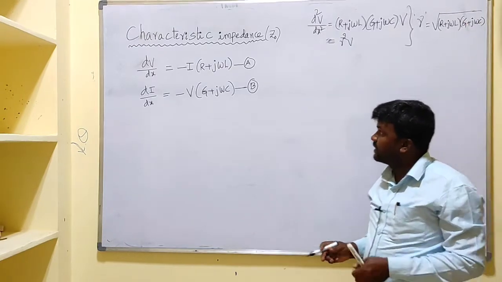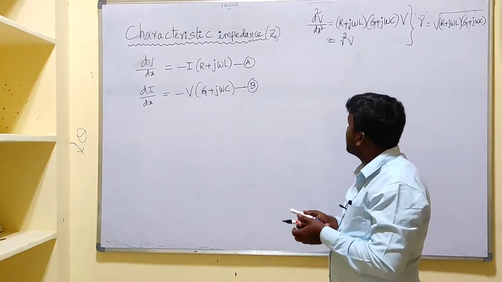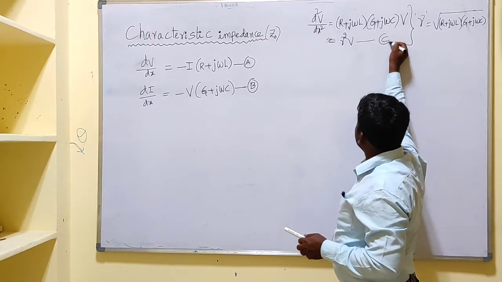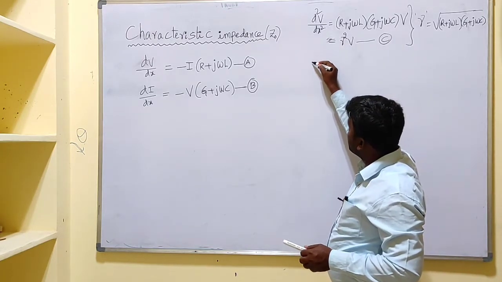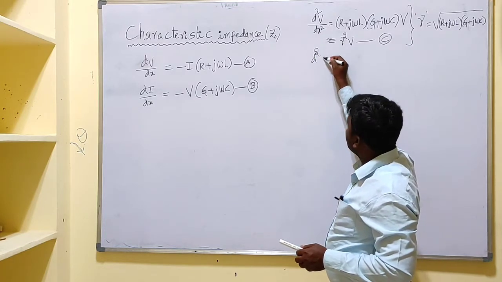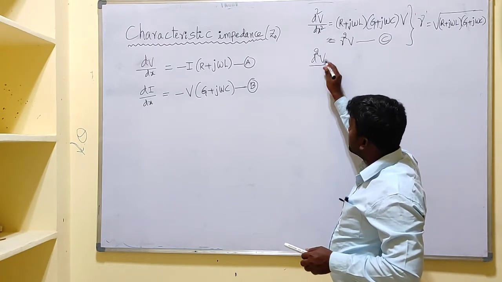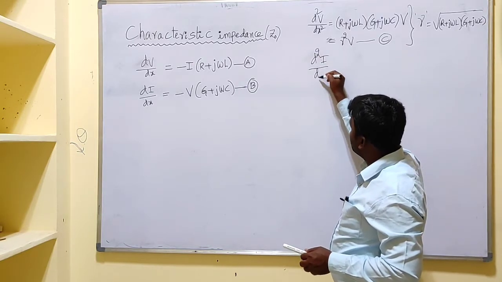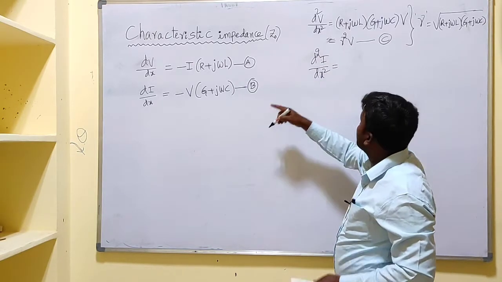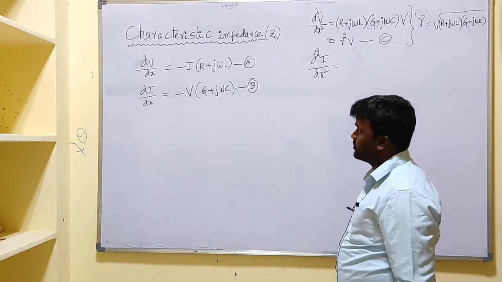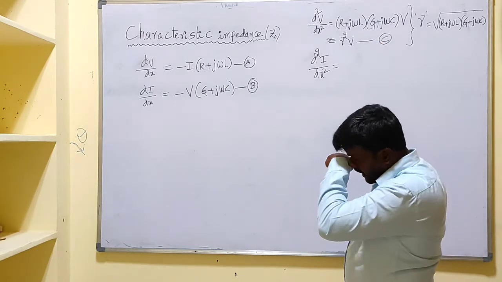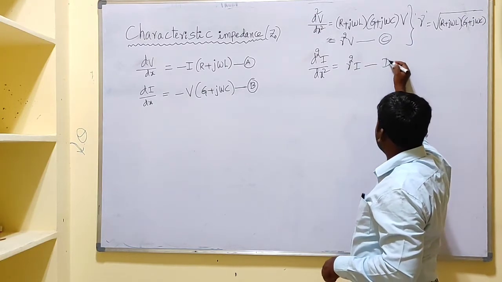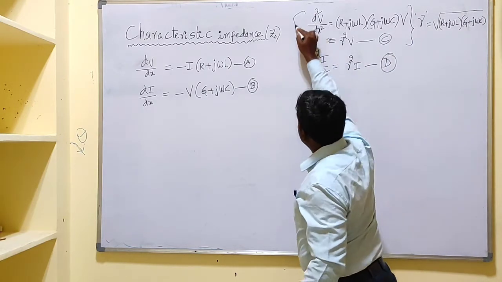We consider this as equation C. And the next equation, D: if you differentiate equation B with respect to x, we will get d square I by dx square on the left hand side, and here we will get the same thing, (R plus j omega L) into (G plus j omega C) into I. So that is gamma square I. This is equation D.